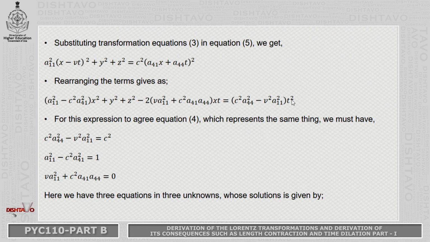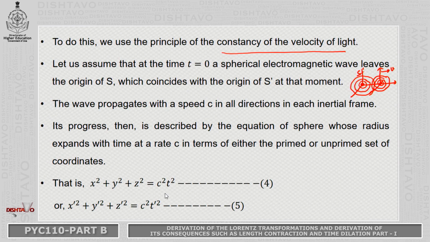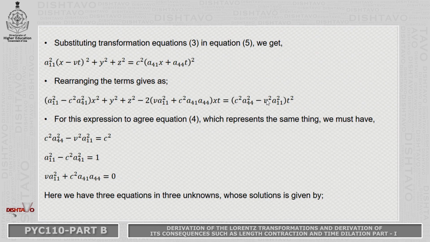And if you see, it is only t square written there, so this coefficient should be equated to 1. Sorry, it is c square t square. So we must write this bracket as c square, as we have written here. So here we have 3 equations with 3 unknowns, and they should now be solved for a11, a41 and a44. It is very easy to do.